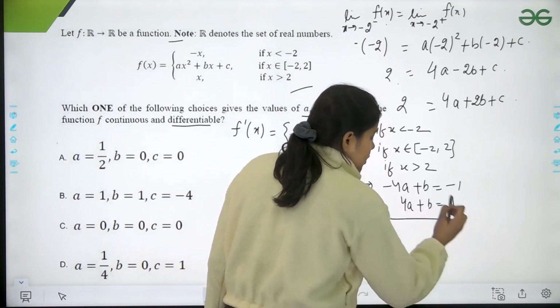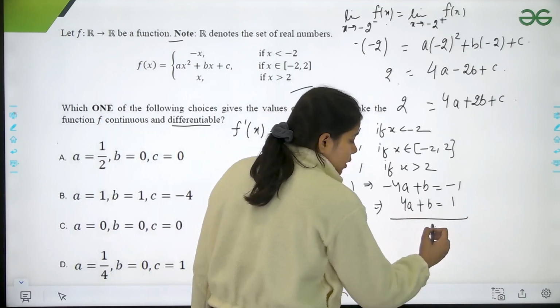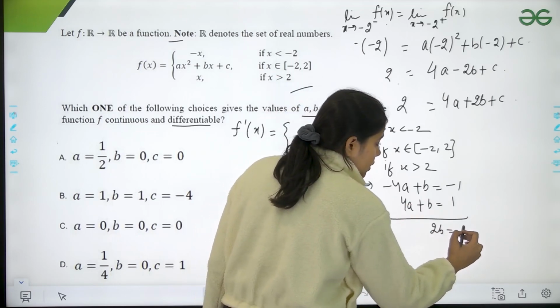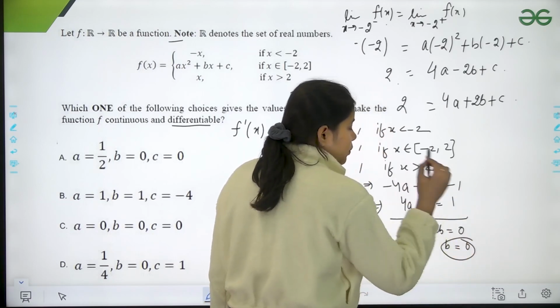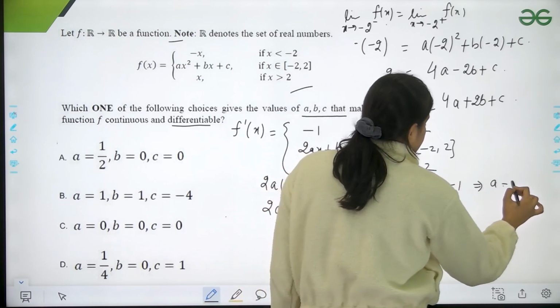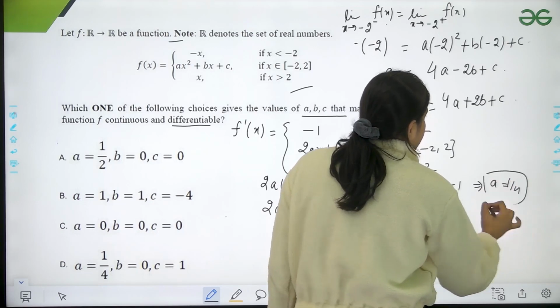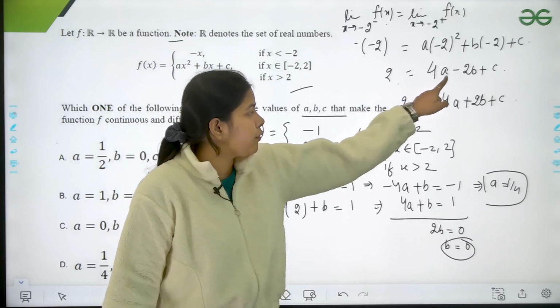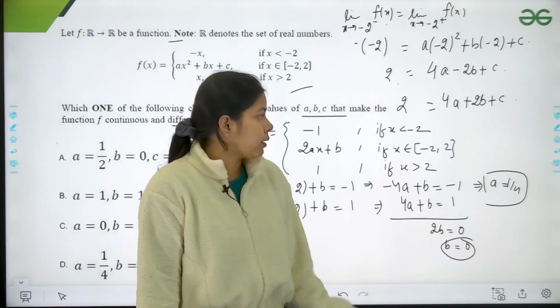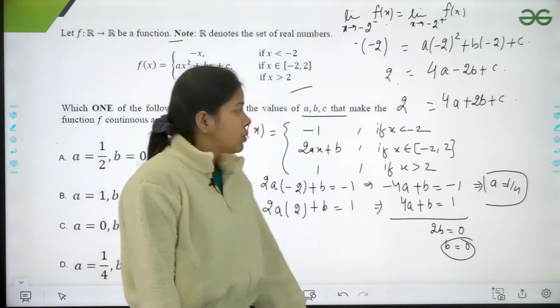If I add these two equations, what would we get? 2b is equal to 0. So we get b equal to 0. On solving, if I put b equal to 0 here, I'll get a equal to 1 by 4. And let's put in any of the equations a as 1 by 4, b as 0, c would become 1 here, right? And in this as well. So c would become 1.